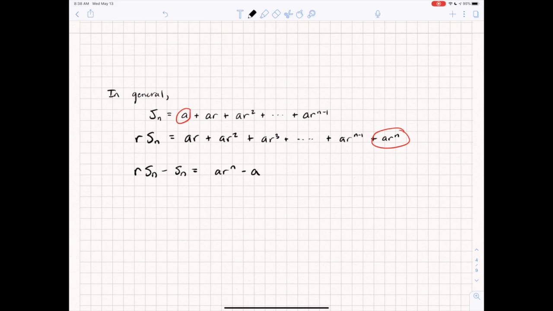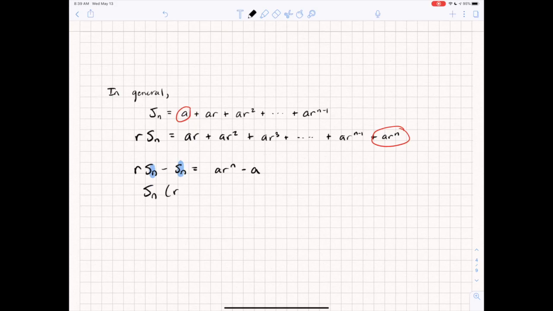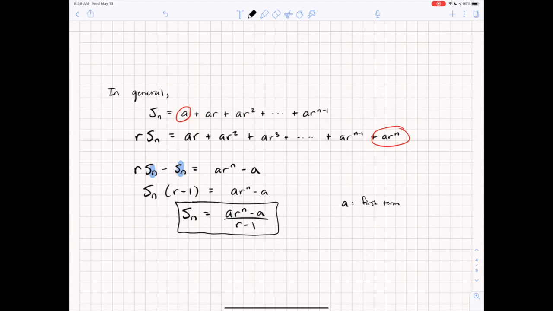Well, when we were dealing with numbers, we could actually subtract. Now here we can't really do that because I don't know what r is, because it's just a general expression. So instead, because these two pieces have an Sn in common, I'm going to factor that Sn out. And so I have that the sum of the original series is equal to ar to the n minus a all over r minus 1. And so this says that for a geometric series, this formula will find me the sum of that series, right? Where a is the very first term in the series, r is that common ratio, how each term is found.